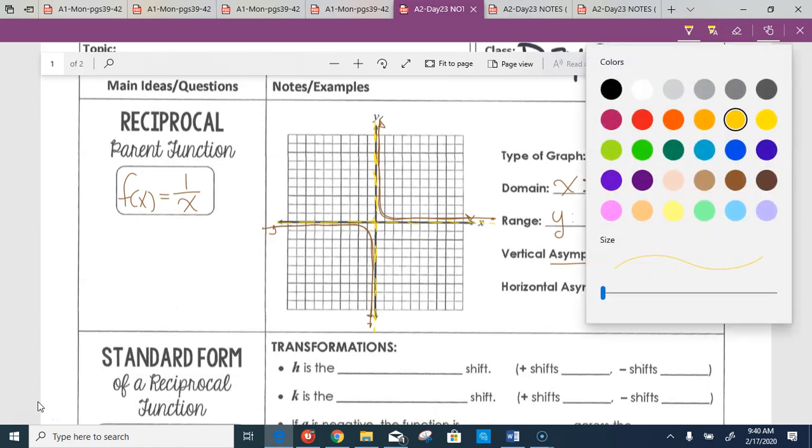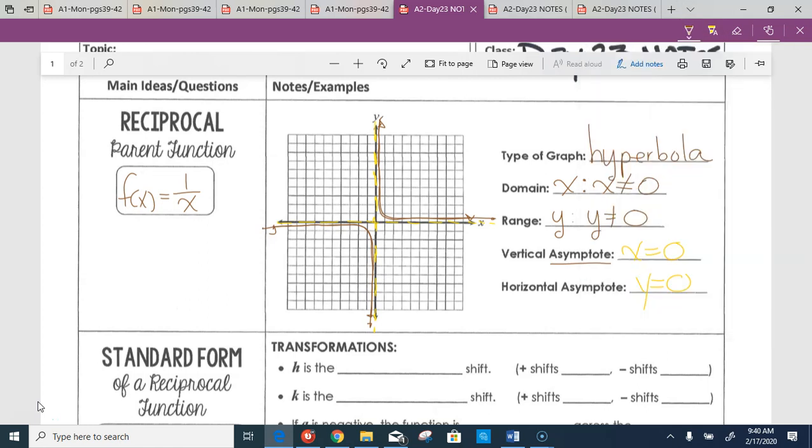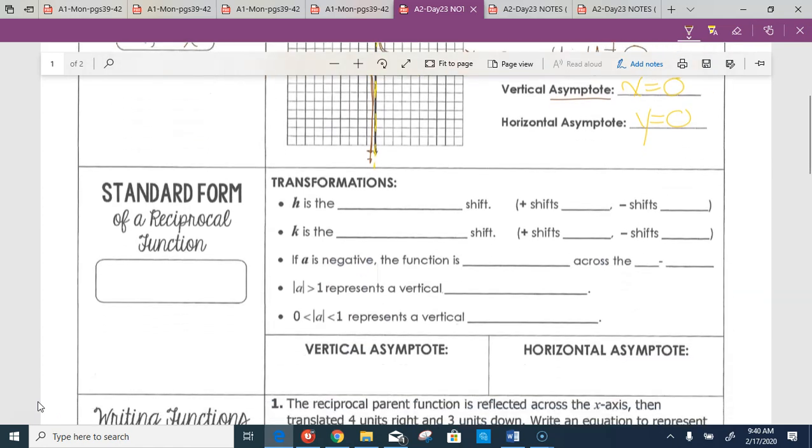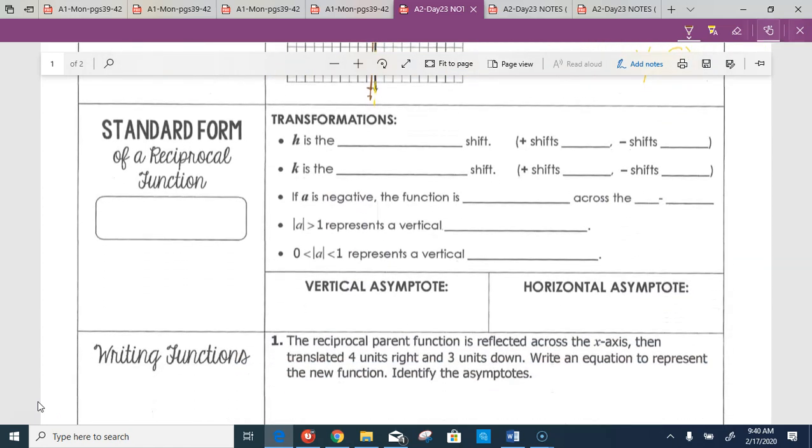Now, just like many other graphs this year, there is a way that you can shift this graph around. You can stretch it, and you can move it left, right, up, and down, and it behaves in the same way that we've managed before. The standard form for a reciprocal function, the way you would write an equation if you want to move it around, is as follows. You're going to have some number in the numerator, and you're going to have x minus h plus k.